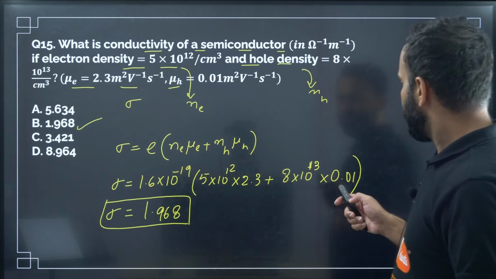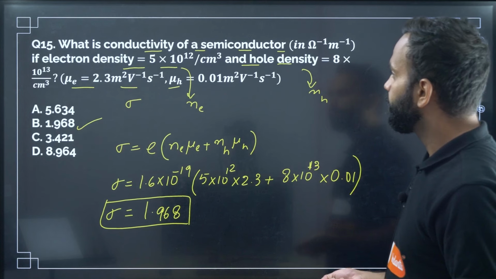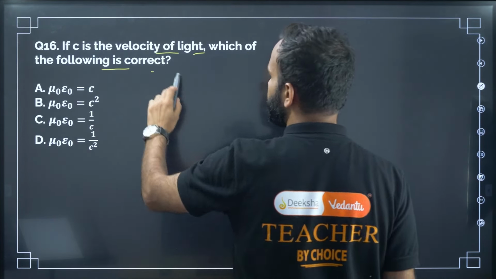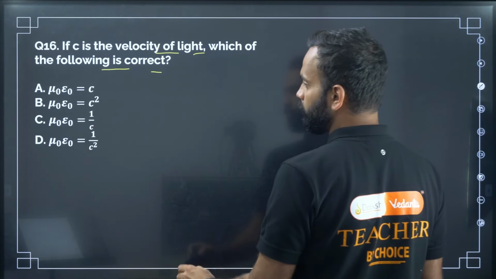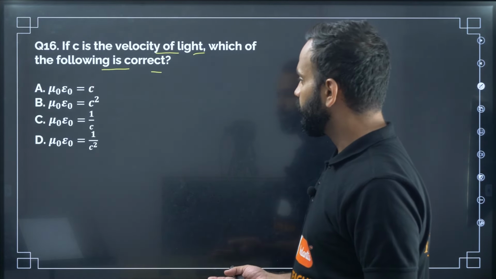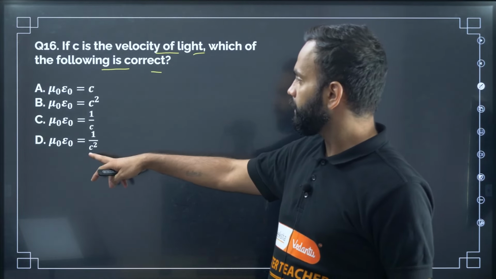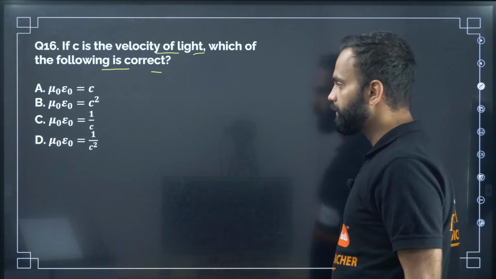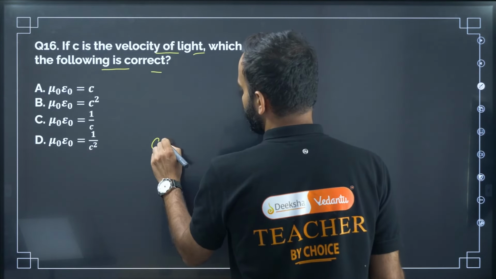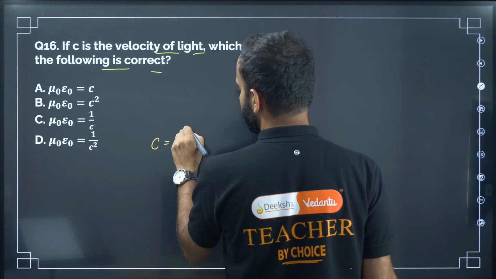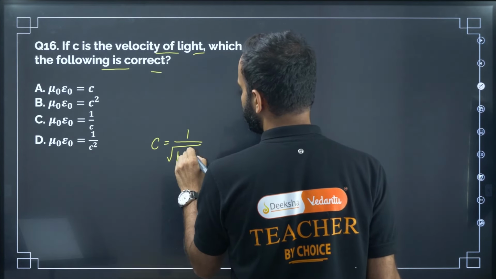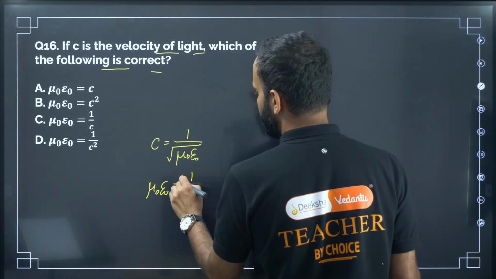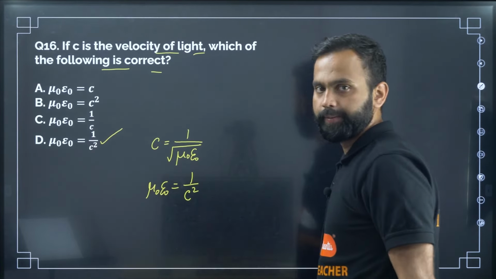Next question, question number 16. If c is the velocity of light, which of the following is correct? We have to find the correct option. In the options they have given speed of light in terms of absolute permeability and absolute permittivity. From Maxwell's equation, speed of light c equals 1 divided by root of mu naught into epsilon naught. So mu naught into epsilon naught is equal to 1 divided by c square. The correct option is D.